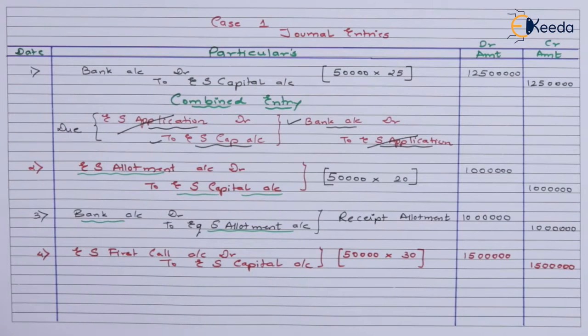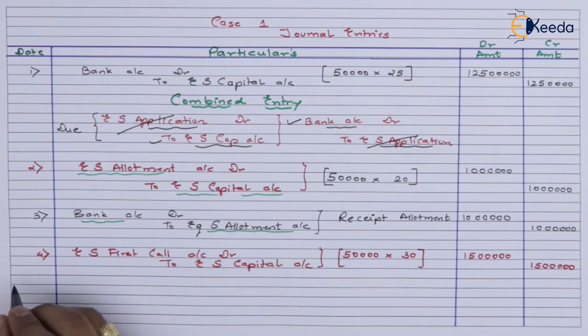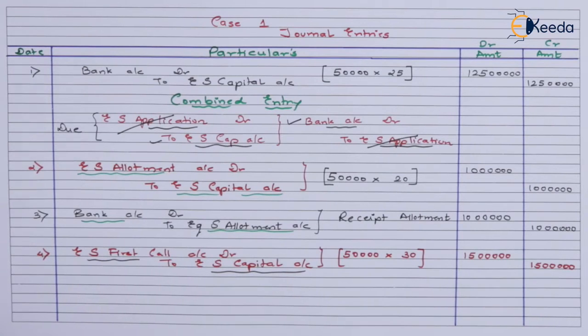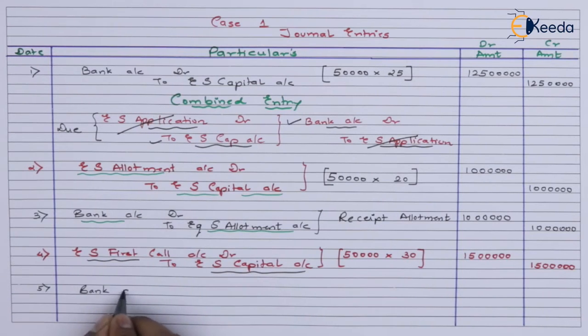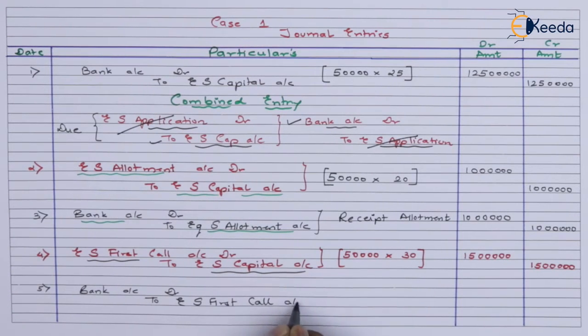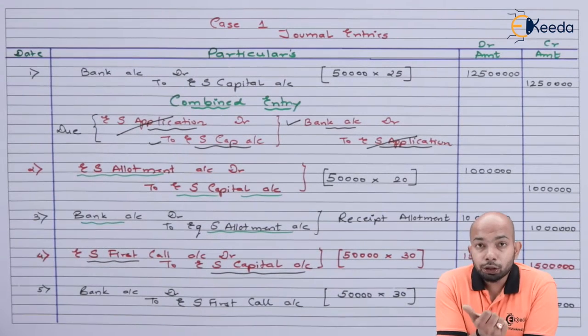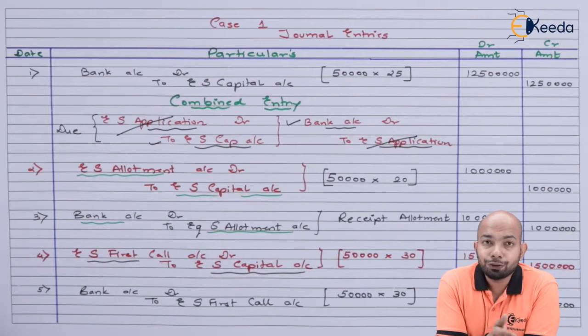So the due entry has been passed, which states as equity share first call account debit to equity share capital. Now the receipt entry will be bank account debit to equity share first call, because there is no call in arrears here as well. Similar to this, we'll pass the last entry that refers to the final call due and final call receipt.